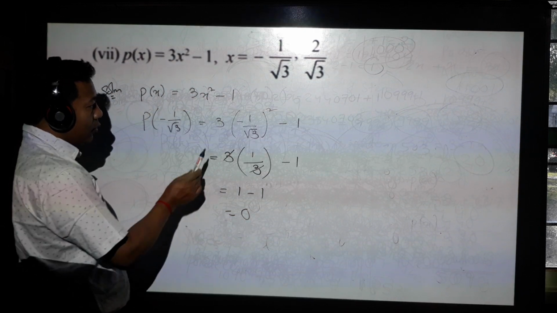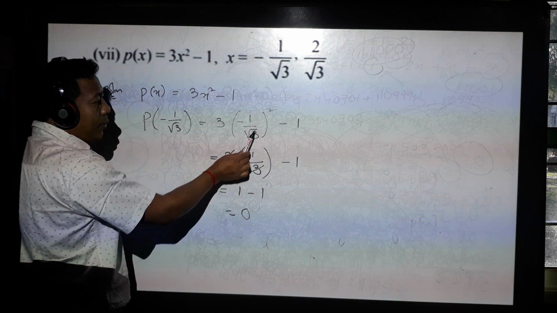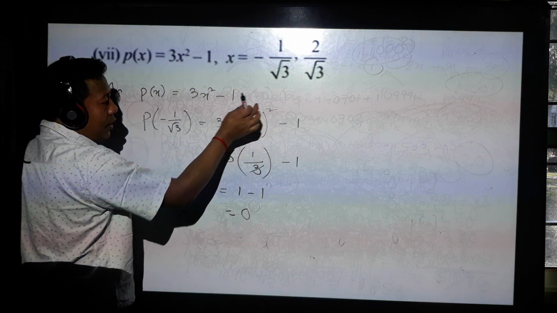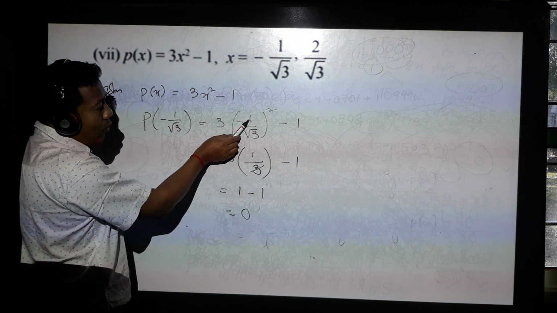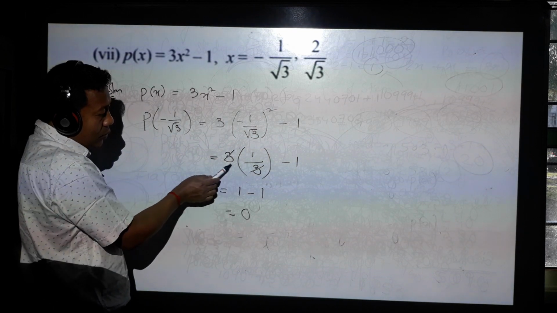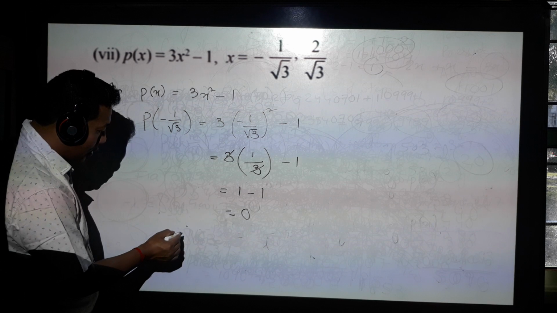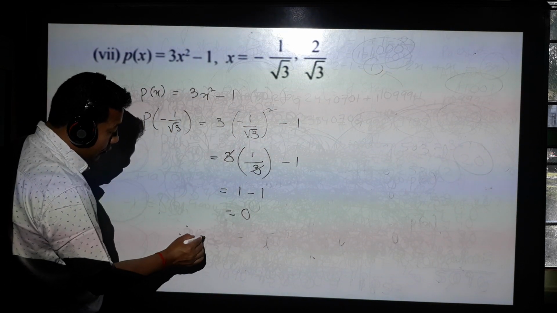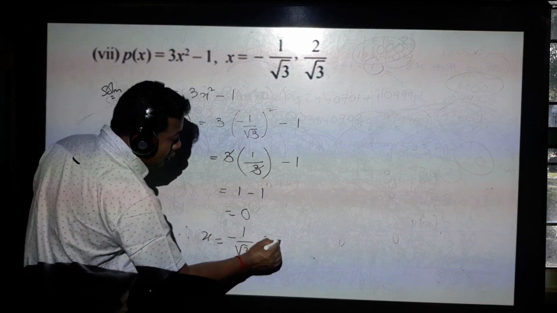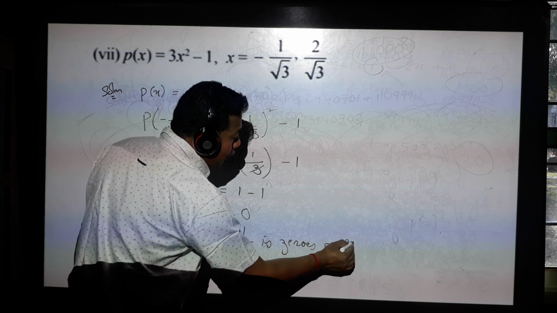Here, don't get confused. The power is even, so the whole thing will become a positive number, since the power is an even number. If you take the square of 1, you get 1. And if you take the square of root 3, you get 3. And 3 cancels with 3, the remaining is 1. 1 minus 1, you get 0. Therefore, x equal to minus 1 by root 3 is a zero of p of x.